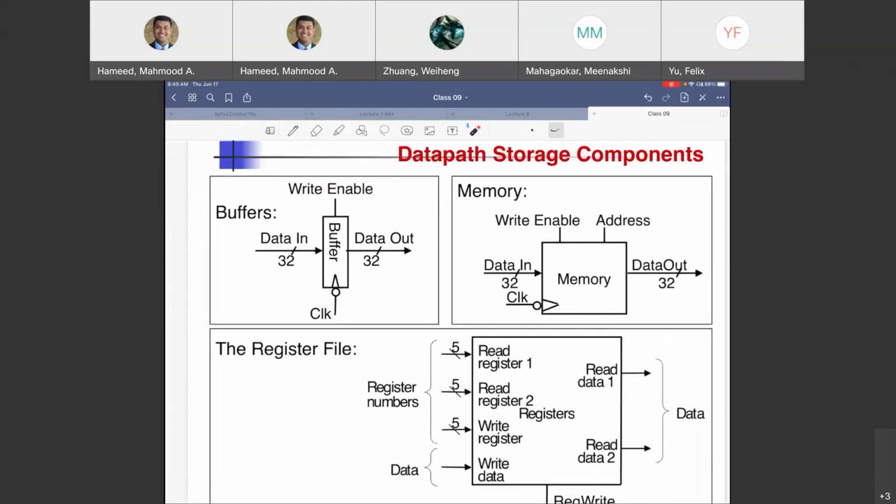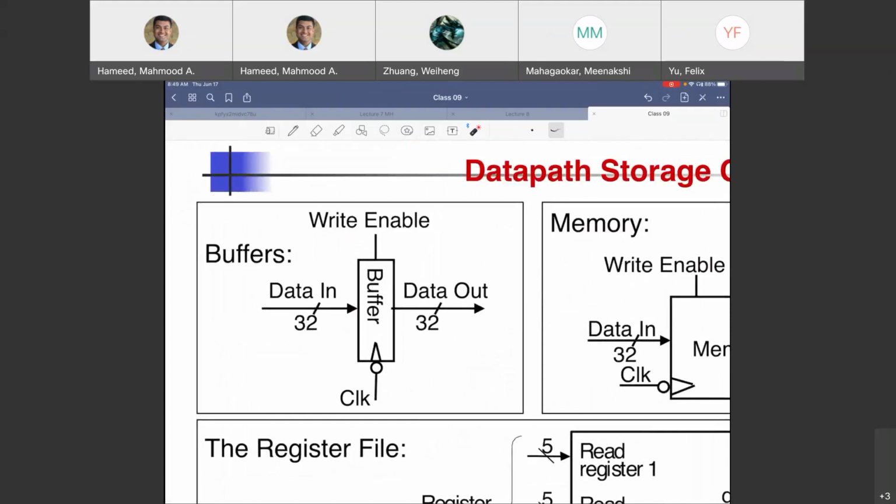Next, data path storage components. Sometimes you will need buffers, sometimes you will need memory, and sometimes we'll have a register file. Why do we need buffers? Well, buffers function as temporary storage for bits. When we start talking about pipelining, we are going to have a lot of buffers to support pipelining. Those are going to be called interstage pipeline buffers. But we'll put that in our data path later on, not yet. We'll put that in there after exam 1. But this is that buffer. What is it? It's a placeholder for bits.